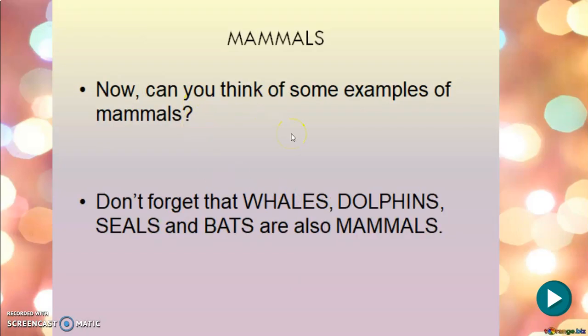So, mammals are a big group of animals, and some of them can even swim, like whales and dolphins and seals and other sea animals like the manatee. And some mammals can even fly, like bats. So can you think of some other examples of mammals?